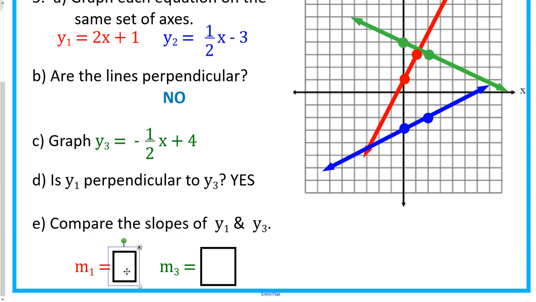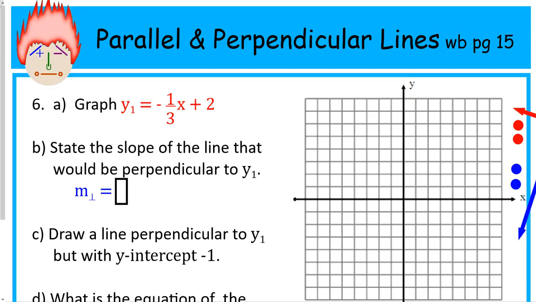And take a look at the slopes, that's what I just talked about. There we go. And number 6, graph negative 1 over 3x plus 2. So starting at number 2 on the y-axis, you're going to go down 1, over to the right 3, and then add your line.